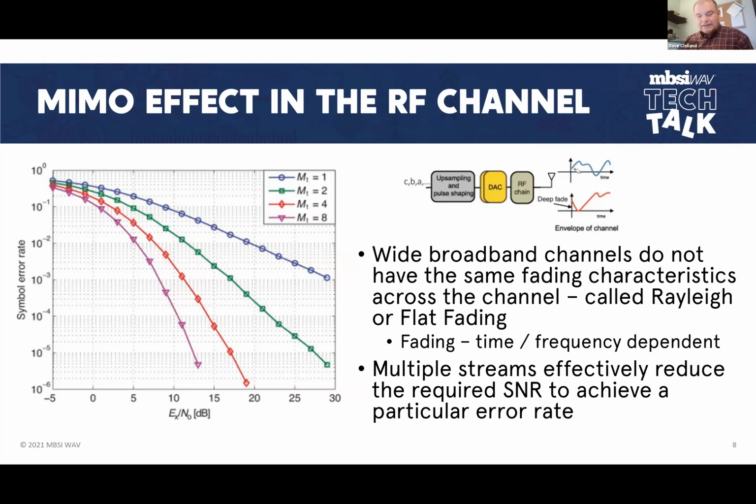So let's take an example here. I want to have an error rate of 1 in 1,000, right? I want to maintain a 1 in 1,000 error rate. If I'm using a SISO system here, m streams equals 1, that's my blue line. It comes out here. In order to maintain that 10 to the minus third, or that 1 in 1,000 packet error rate, I need to have 30 dB of fade margin. That's huge, right?